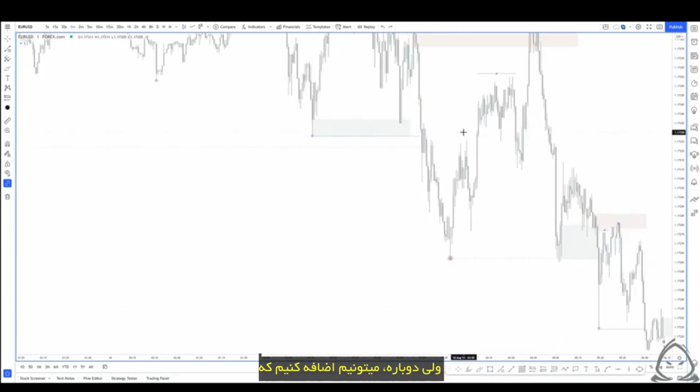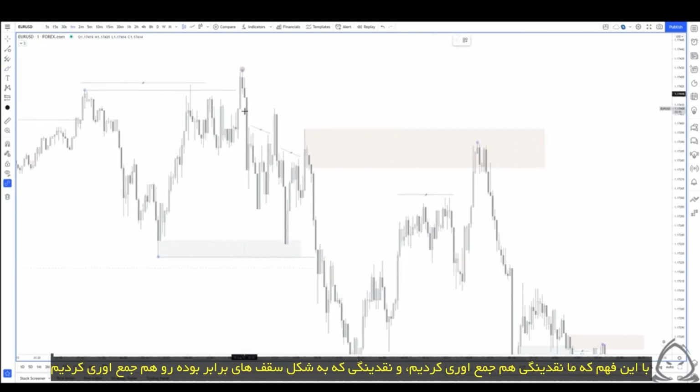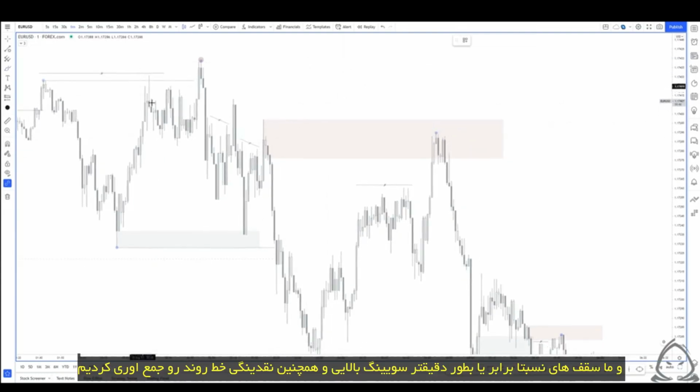But again, we can add on to that by also understanding that we took liquidity, and we took liquidity in the form of equal highs. And what we know is we took relatively equal highs, but more specifically swing highs and also structural trend line type highs.